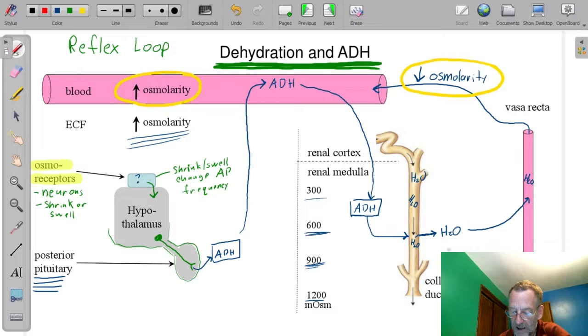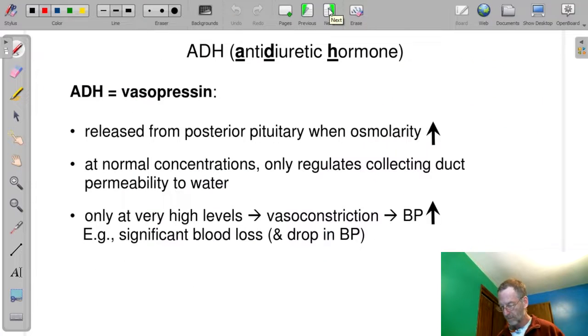Back to ADH and the collecting duct. Let's stop right here and go to the next slide, where we'll look at the details of ADH. So the next slide picks up with ADH arriving at the collecting duct. Oh, no, I added a slide, sorry. It's not in my notes. So the next slide talks about vasopressin.